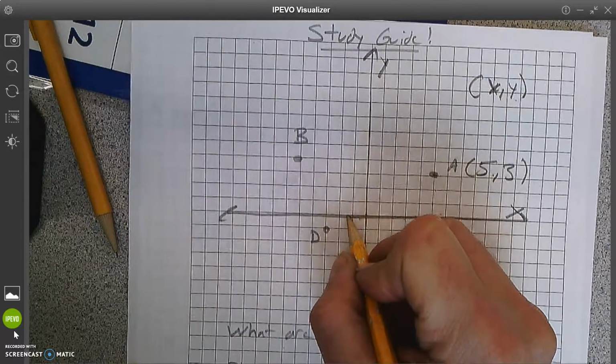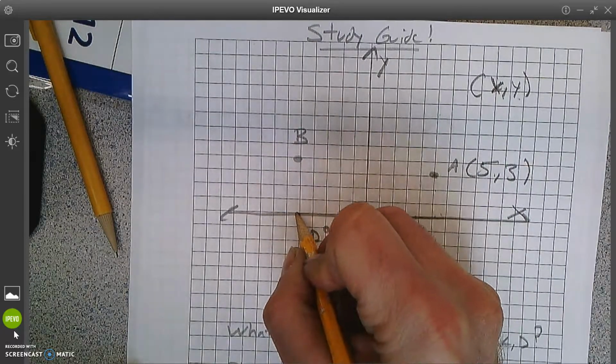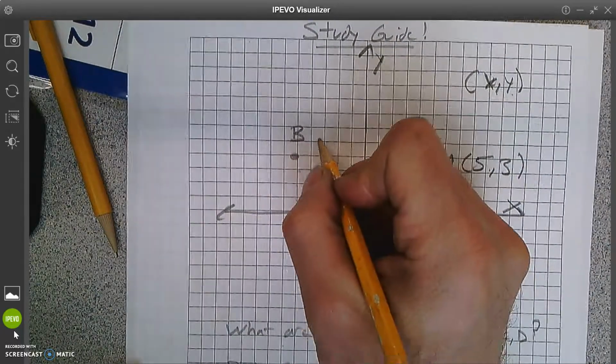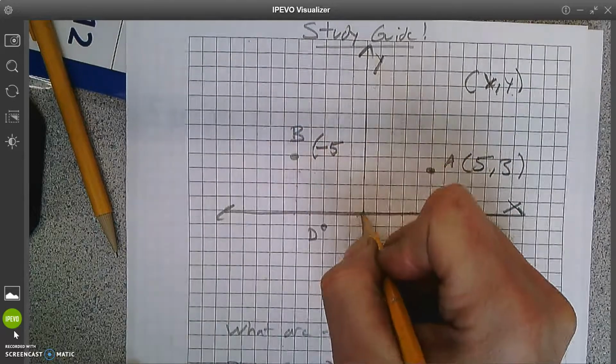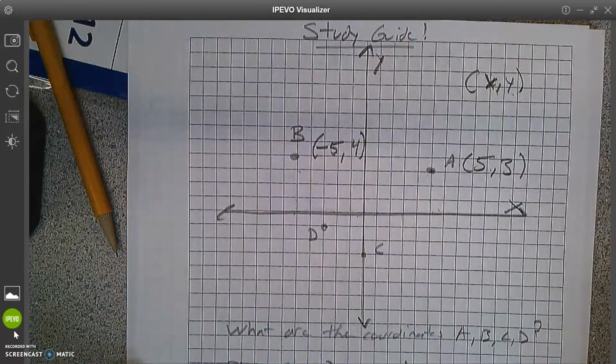Where's B? 1, 2, 3, 4, 5 to the left. 1, 2, 3, 4. So I go -5. I go 5 to the left, and then I go 4 up. So -5, 4. There we go.